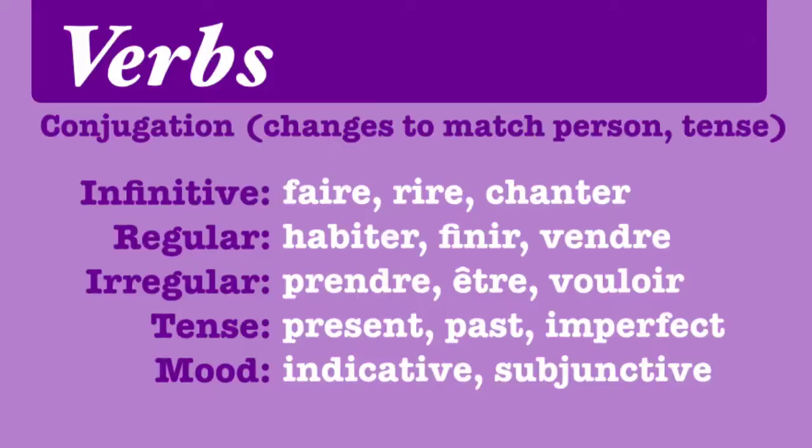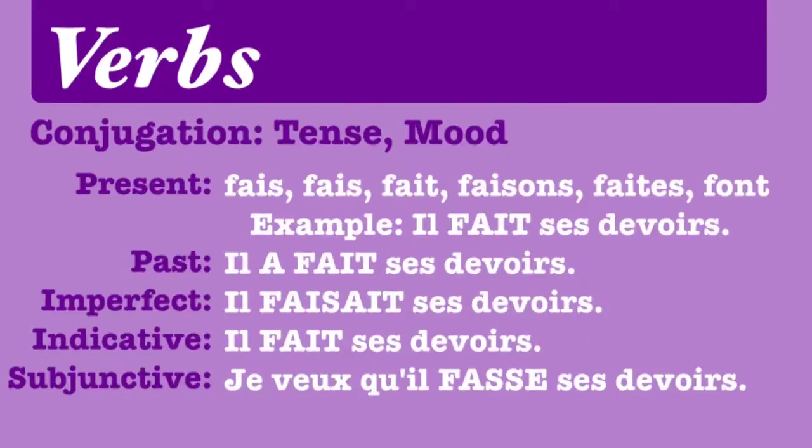So now let's take a look at some sentences using different conjugations of the verb faire, which means to do. So here we have the verb faire, to do, conjugated in some different tenses and moods. To start with, we have faire conjugated fully in the present tense. Je fais, I do; tu fais, you do; il fait, he does; nous faisons, we do; vous faites, you do; ils font, they do. Now, faire is an irregular verb, so these conjugations would just need to be memorized.